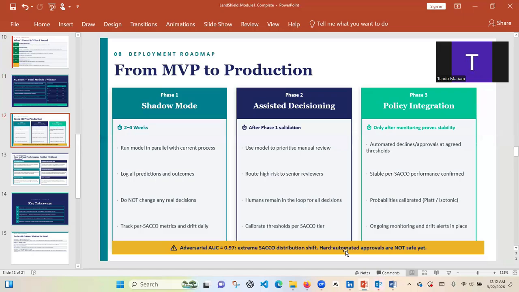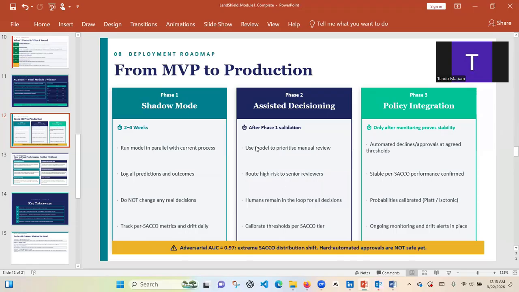Not to waste time, I'll move to the MVP to production. Here, because of time, I want to take this very fast. We have phase 1, which is the shadow mode. Here in the shadow mode, you run the model in parallel with the current process and log all predictions and outcomes. We do not change any real decisions, and then we track per circle metrics and drift daily.